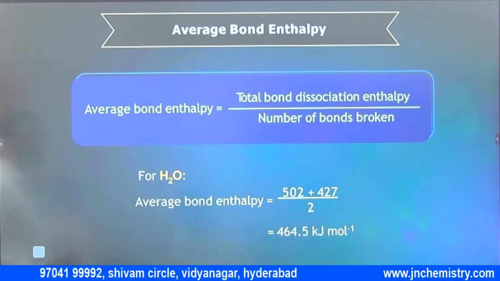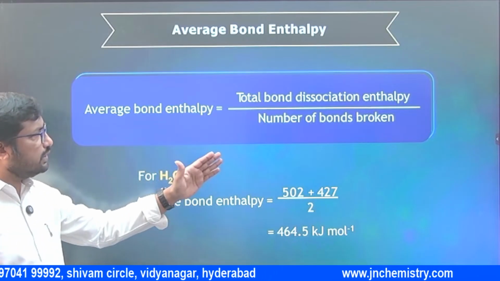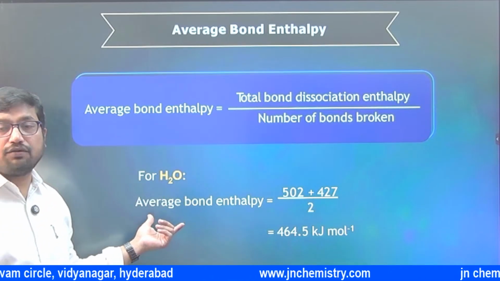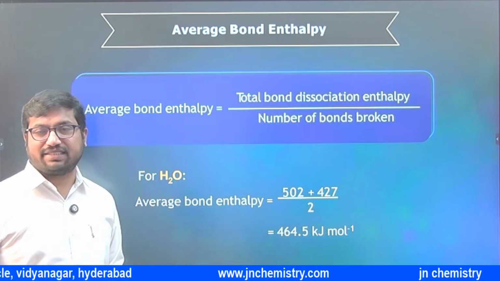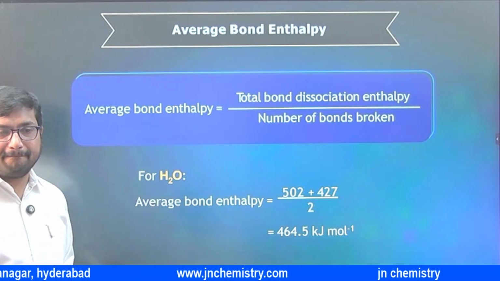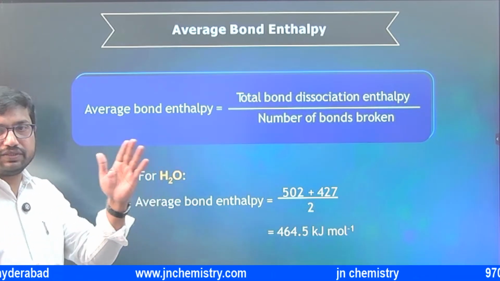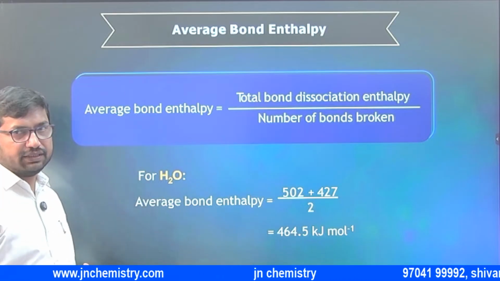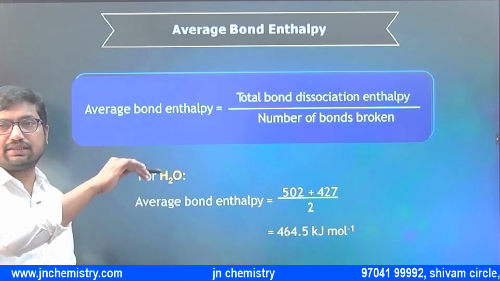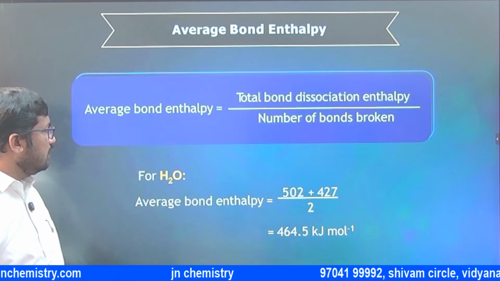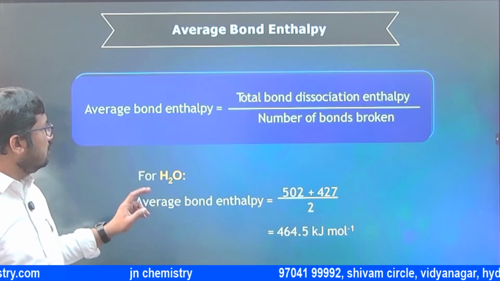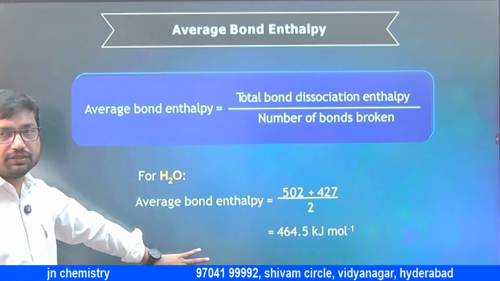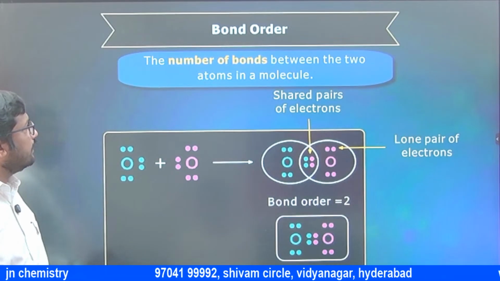Average bond energy is the total bond dissociation enthalpy divided by the number of bonds broken. We will discuss this somewhat in thermodynamics. For example, CH4 has 4 bonds. We will take the average: C-H, C-H, C-H, C-H, right? So write it down. Average means the total bond dissociation divided by the number of bonds taken.